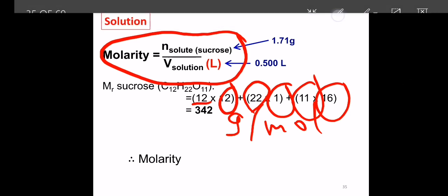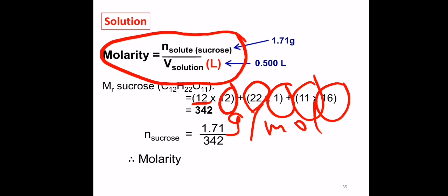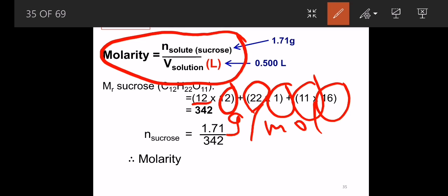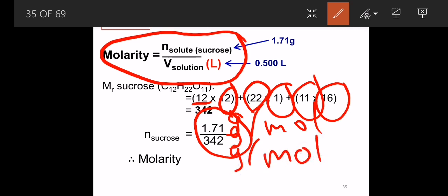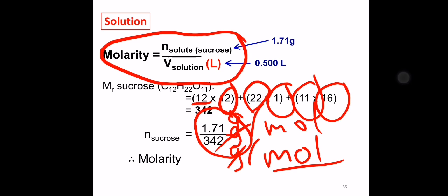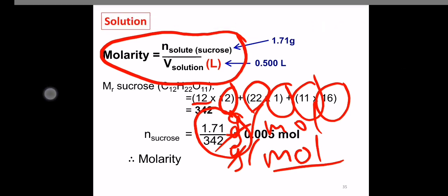Then you can calculate the mole for the sucrose. So 1.71 gram divided by 342.0 gram per mole. Lastly, the gram you will cancel, right? So leave the mole. So you will manage to get, what is it?